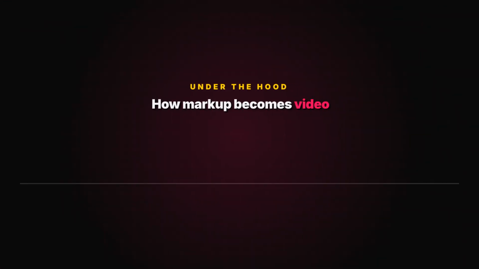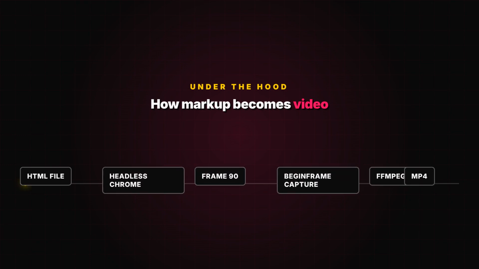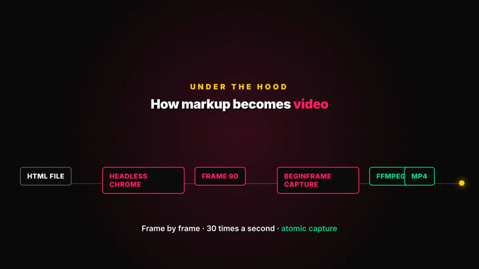So how does markup become video? Headless Chrome opens the page. The engine asks for frame 90. Every animation seeks to exactly that time. Chrome's BeginFrame API paints the pixels in one atomic capture. FFmpeg encodes the frames and mixes the audio, frame by frame, 30 times a second.